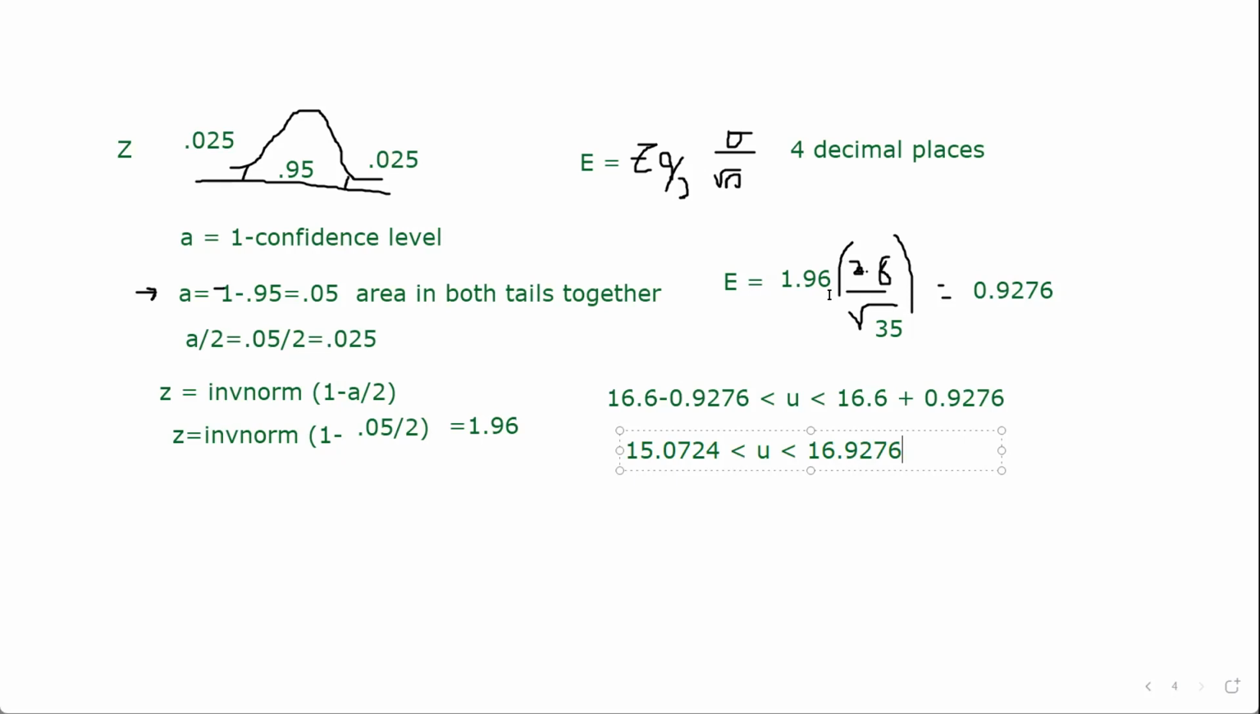The only distinction you're going to have with the next part is that 1.96 is going to change. You're going to have a different inverse norm on part C because you're going to have 99. So this is going to be 0.01 here for part C. And so you're going to have 1 minus 0.01 divided by 2, which is going to give you a different Z for this piece.